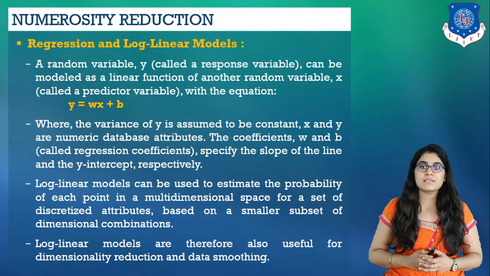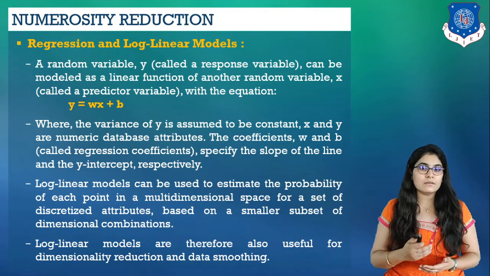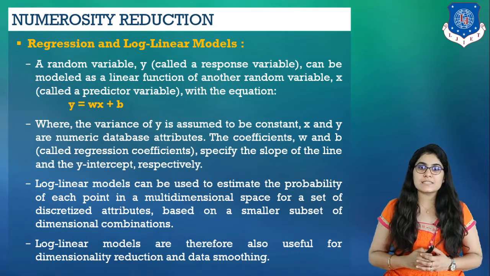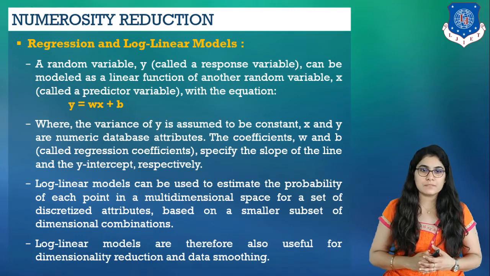These coefficients can be solved by the method of least squares, which minimizes the error between the actual line separating the data and the estimate of the line. Multiple linear regression is an extension of linear regression which allows a response variable y to be modeled as a linear function of two or more predictor variables.